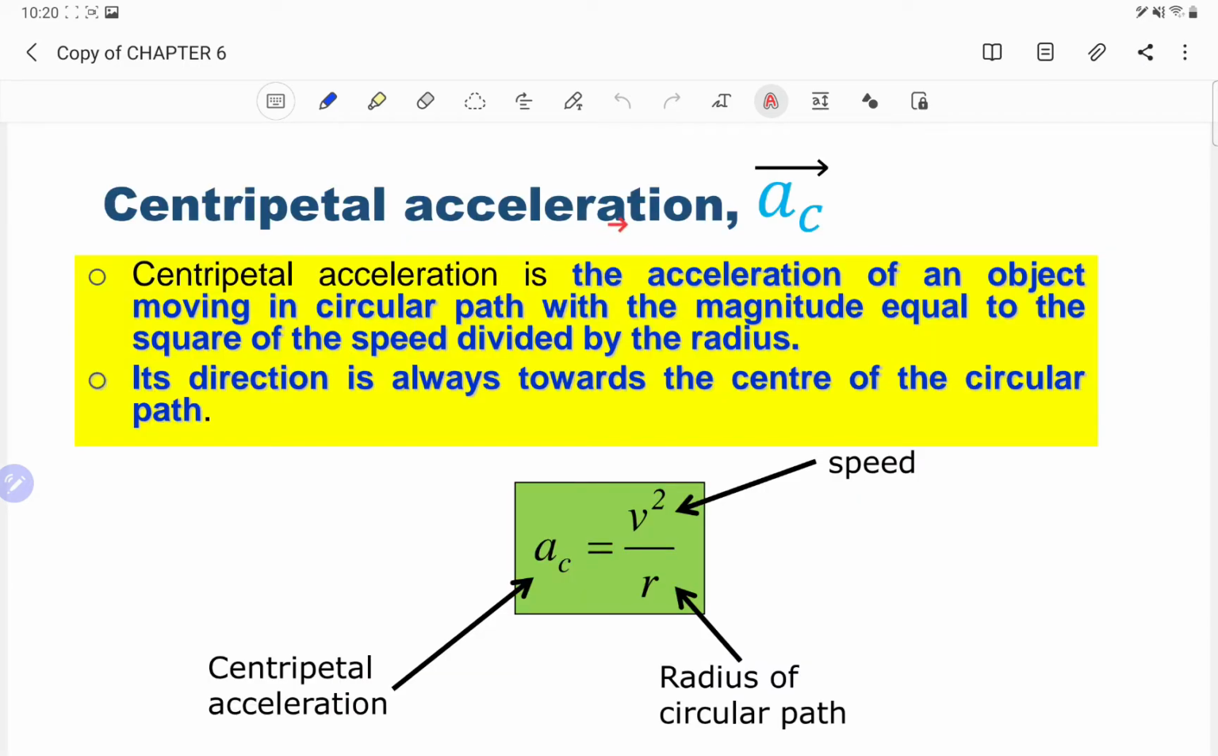Okay, centripetal acceleration, the symbol is ac, is the acceleration of an object moving in circular paths with the magnitude equal to the square of the speed divided by the radius. So v squared over r. Its direction is always towards the center of circular paths. Okay, so kalau kita ada bulatan, ac sentiasa menunjuk ke tengah.